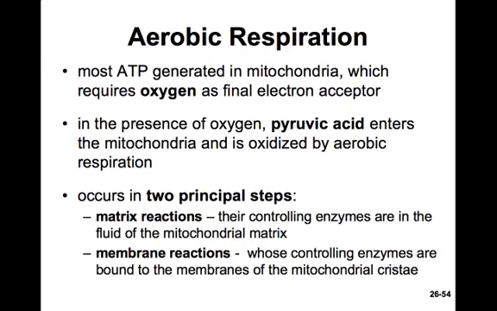There are two principal steps for aerobic respiration: the matrix reactions and the membrane reactions. The matrix reactions are where the enzymes are in the fluid of the mitochondrial matrix. These will be the Citric Acid Cycle, Krebs cycle, or TCA cycle, all the same thing. Or the membrane reactions, where the controlling enzymes are bound in the membranes of the mitochondrial cristae, so the inner mitochondrial membrane. This is where we'll see the electron transport chain and oxidative phosphorylation.